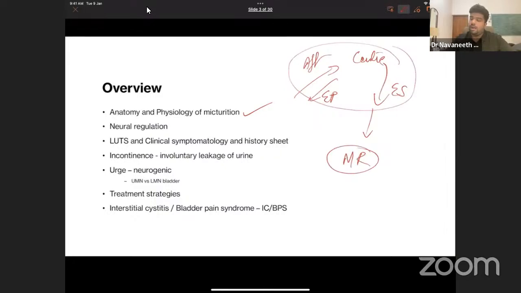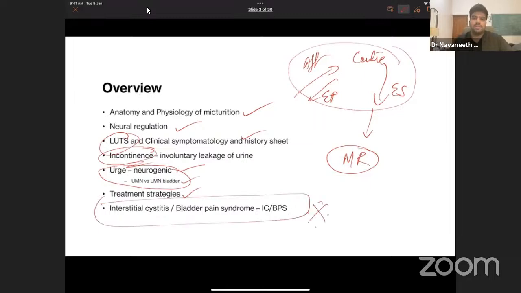So all about the anatomy and physiology of the micturition reflex, its neural regulation, what are lower urinary tract symptoms or LUTS, how to go about taking history in the patient, and what is incontinence, that's the major crux of this entire session. Incontinence is basically involuntary leakage of urine. We're going to go in depth about one type of incontinence, which is urge incontinence, and its neurogenic cause, to understand the difference between LMN and UMN bladder, what the different treatment strategies for incontinence in general are, and a typical topic in Harrison's cardinal manifestations, which is painful bladder syndrome or interstitial cystitis. So we're going to touch upon all these topics.